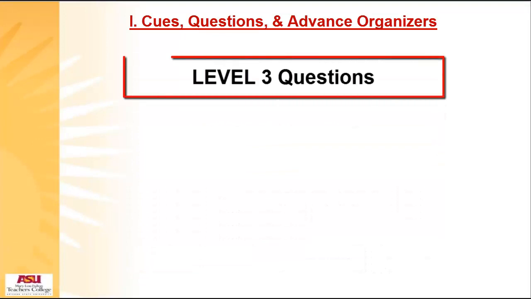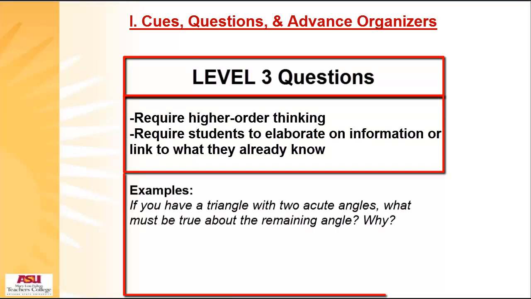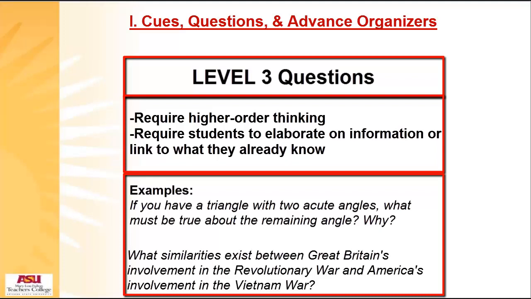Level 3 questions require higher order thinking and require students to elaborate on information or link it to what they already know. For example, if I have a triangle with 2 acute angles, what must be true about the remaining angle? Why? What similarities exist between Great Britain's involvement in the Revolutionary War and America's involvement in the Vietnam War?